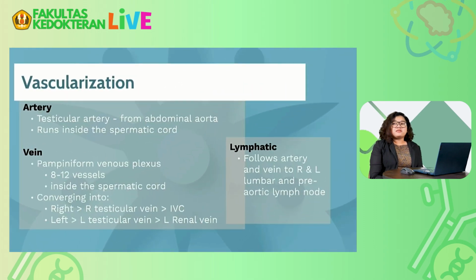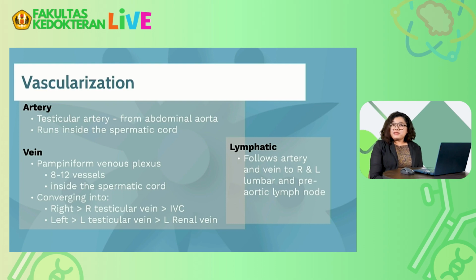We are moving on to the vascularization of the testes. The testicular artery on both sides is a direct branch off of the abdominal aorta. It runs inside the spermatic cord, while the blood goes back from the testis via 8 to 12 vessels, a network we call the pampiniform plexus. They converge into testicular veins. The difference lies in where they drain, because the right testicular vein drains directly into the inferior vena cava, while the left one drains through the left renal vein.